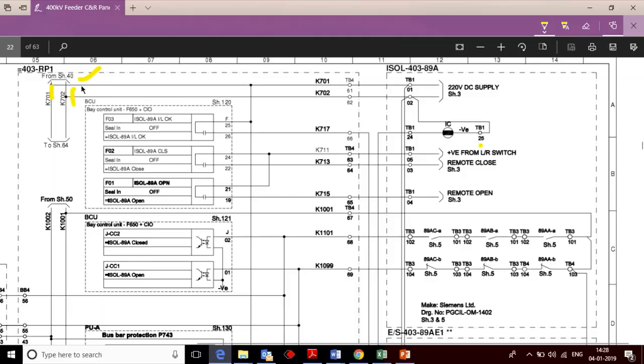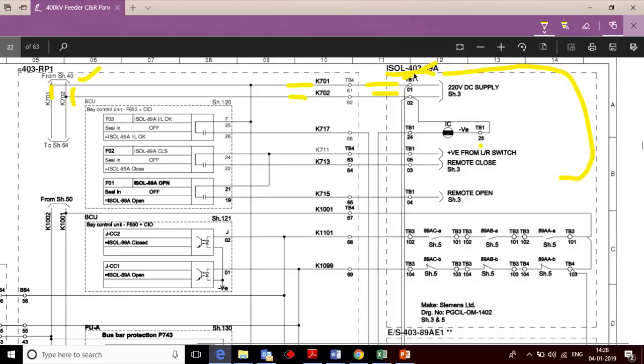Now see here, this positive and negative that is shown here in the control and relay panel drawing is directly going from the relay panel to the isolator magnetic box. So this box represents the isolator magnetic box. Here it is also written, isolator 40389A, okay. So the name is also given here, okay.